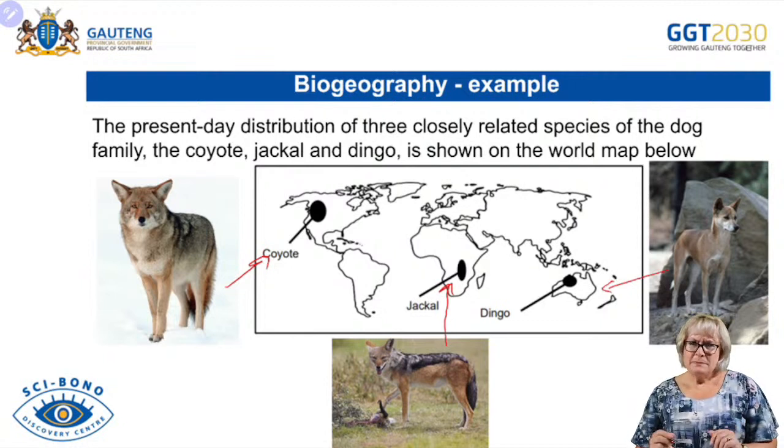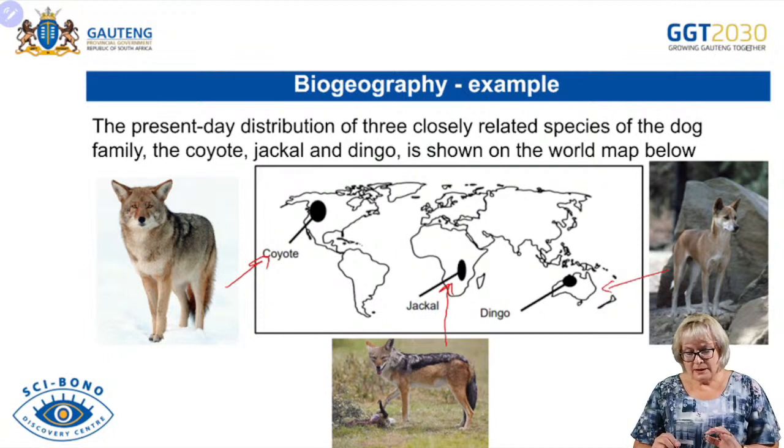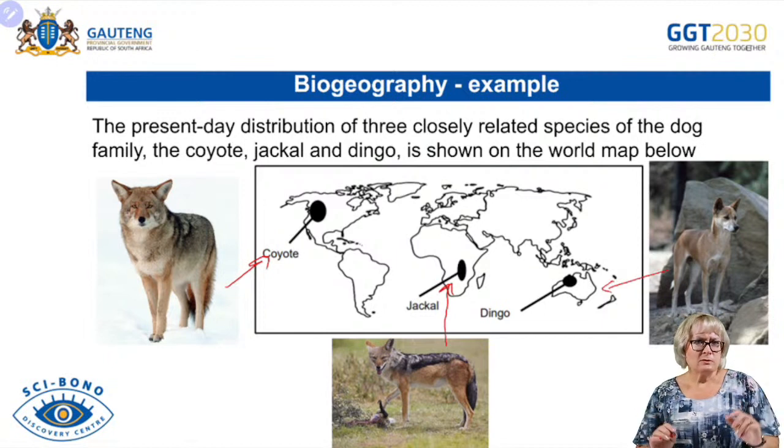So how do we explain this? How is it that these 3 species of dogs look so much the same, but yet they are so far apart on Earth?